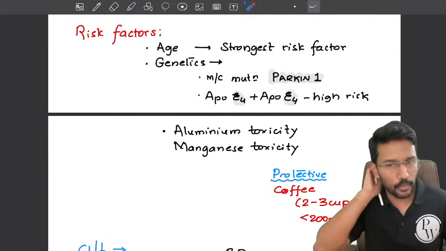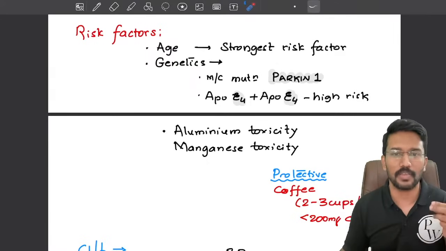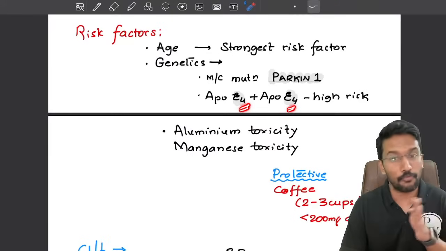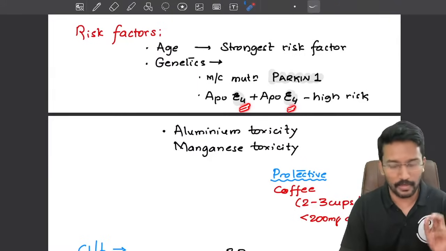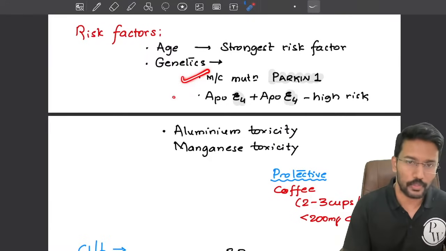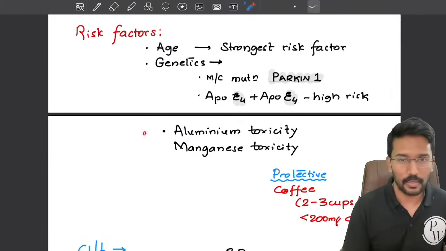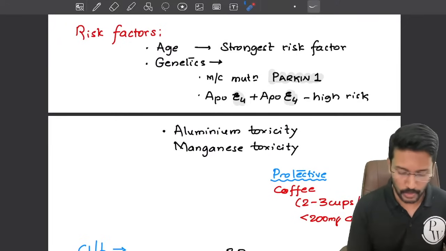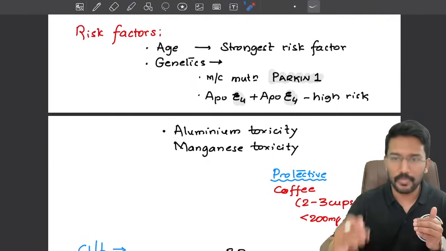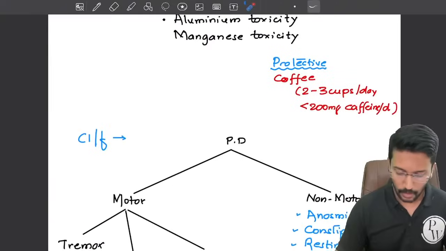Then in biochemistry, you might have studied about apolipoproteins concerned with lipid metabolism, and one of them is ApoE. If a particular person carries a variant of ApoE known as E4, and both the alleles are E4, such patients also carry a very high risk of Parkinson disease. This is also an important MCQ point. In terms of other causes, aluminium and manganese toxicity can also cause it. Particularly, I want you to remember aluminium toxicity, because aluminium toxicity is becoming an increasingly important cause for neurodegenerative disorders, because we all consume food cooked in aluminium vessels.